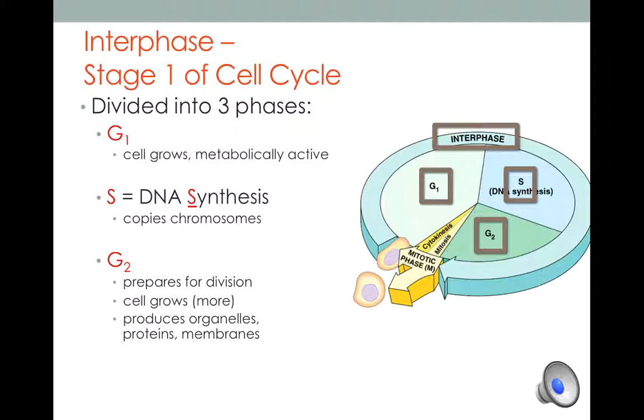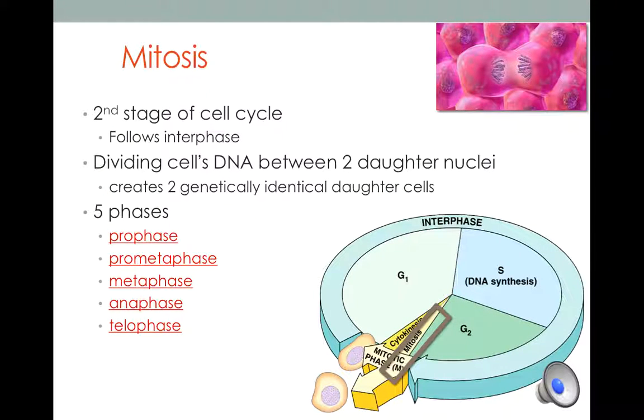The last phase of interphase is G2, which is when the cell prepares to divide. It's going to produce proteins and organelles and everything else that it needs to divide. And the cell is going to continue to grow a little bit so that the new daughter cells are actually going to be big enough. After interphase is over, the cell is going to go into mitosis, which is the second stage of the cell cycle. This is when the nucleus actually divides.